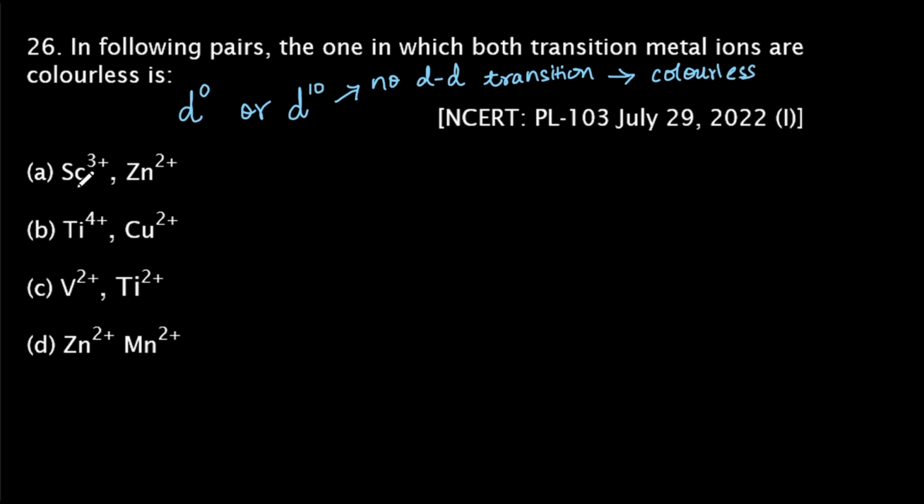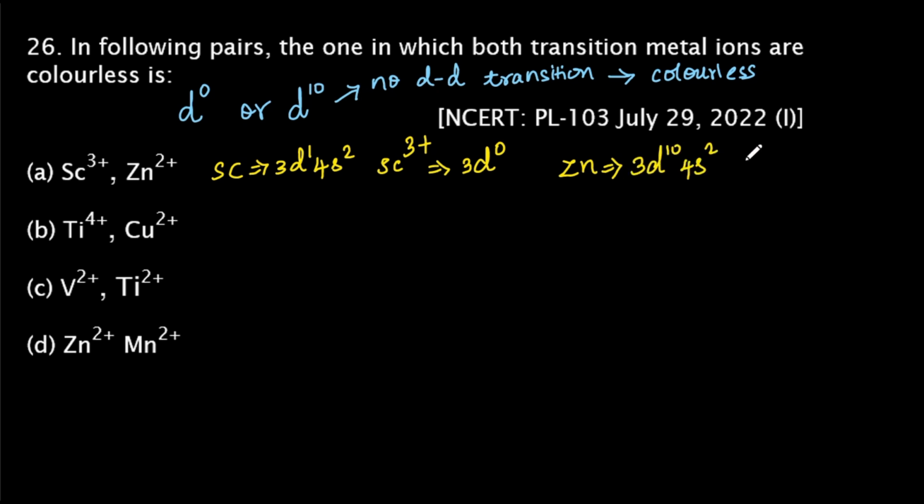So let us see the options. Scandium 3+. Scandium has the configuration 3d1 4s2. So in the +3 oxidation state, all 3 electrons are lost, so it has 3d0 configuration. Then going to the next option, zinc. Zinc has core argon 3d10 4s2. So in Zn2+, the two 4s electrons are lost, so it will have 3d10 configuration. As we saw, d0 and d10 configurations give colorless metal ions. So option A is correct.